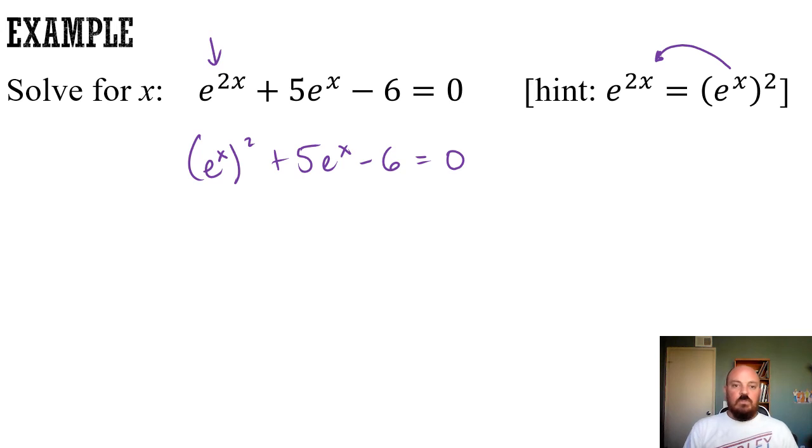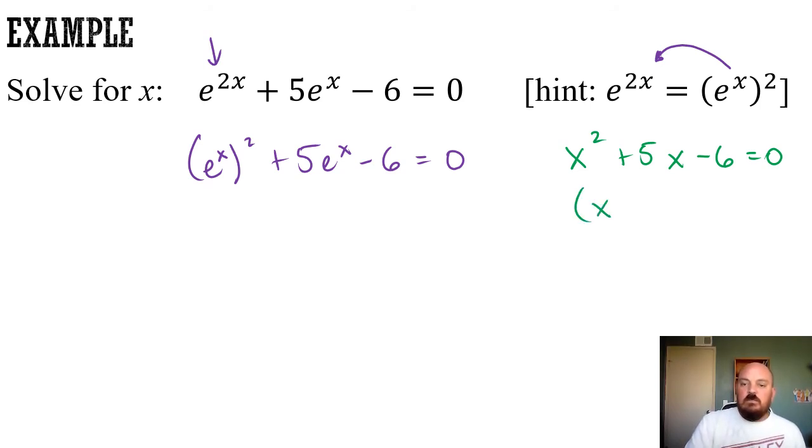Now the reason that's an important thing to realize is that all of a sudden this looks kind of like a quadratic, except instead of having x, it has e to the x. If I go off to the side here and pretend those were both x's, if it was just x squared plus 5x minus 6 equals 0, you could solve that by factoring. It would be x plus 6 and x minus 1, which would give me x equals negative 6 and positive 1.